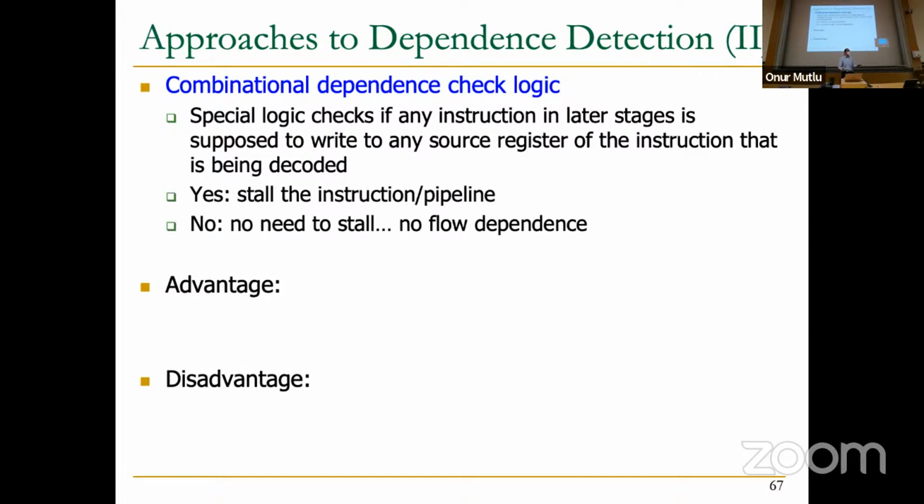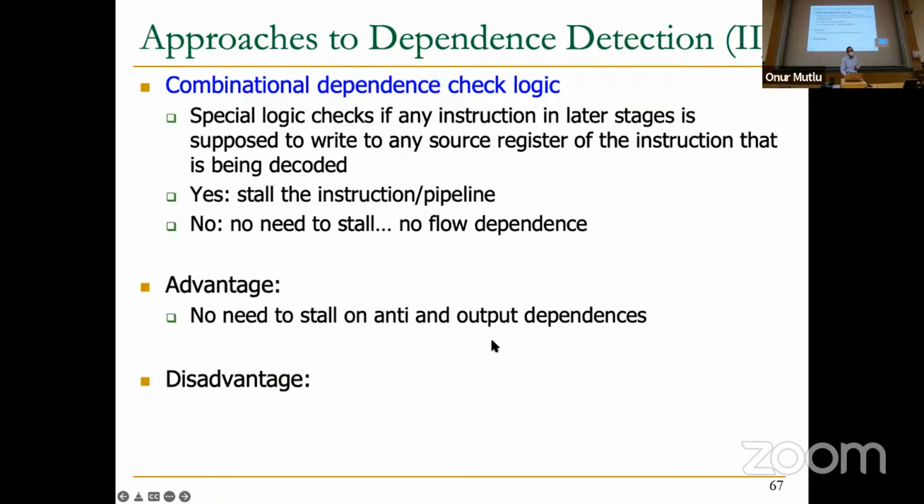So how do you do this? By comparing the register IDs of the instructions that are in later stages to the source register IDs of the instruction that is in decode stage, and also checking whether the instructions in the later stage are writing to the register file and the instruction in the decode stage is reading from the register file. You need to do the right checks, basically. So the advantage is there's no need to stall on anti and output dependence if you do this. That's the beauty, because you don't need to stall on anti and output dependence.